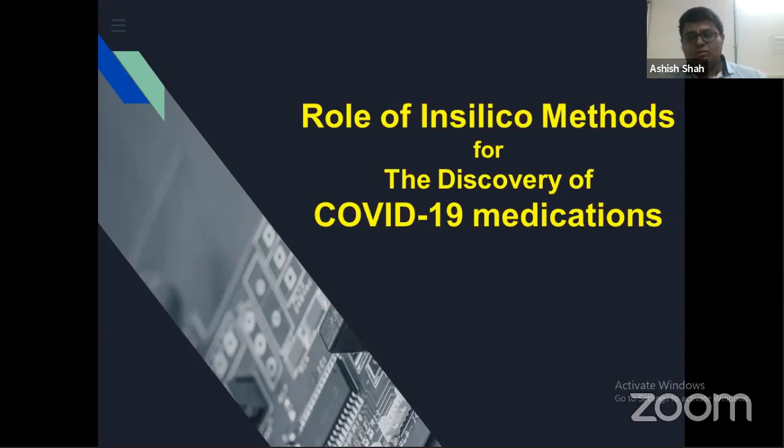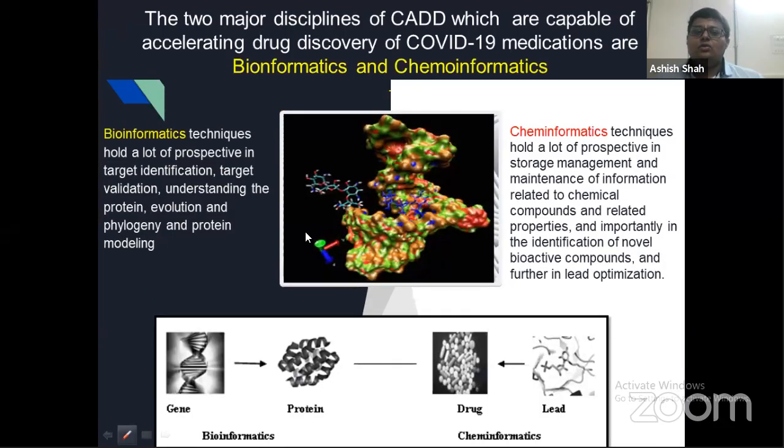So now you have an idea about what the in silico methods are, what the types of in silico methods are, and when and where you can apply them. Now we are applying this knowledge towards COVID-19 medication. For COVID-19 medication, you can broadly use two techniques, bioinformatics and chemoinformatics. Remember, these are in silico drug design techniques.